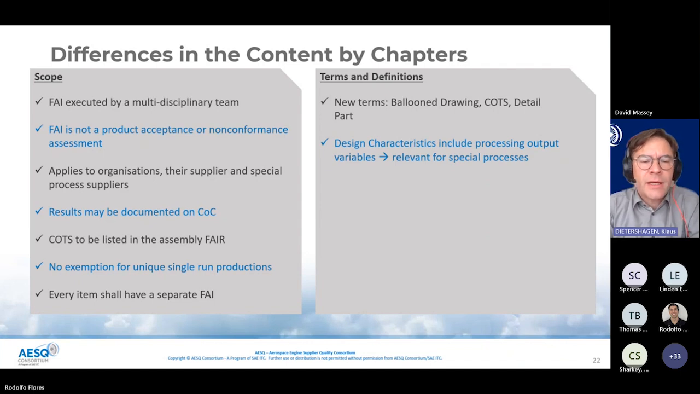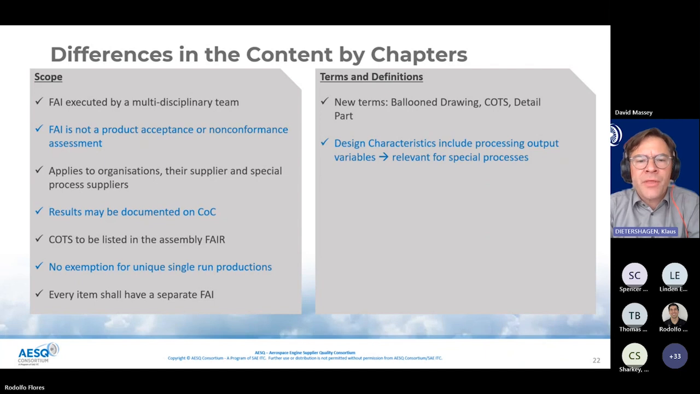And the last point for the scope is that we need a separate first article inspection for every item. Item is also defined in the terms of definition. Yes, this is in the next chapter, terms and definitions, where there are changes. So there are three new terms, which are ballooned drawing, the COTS, so the commercial off the shelf, and the so-called detail part, which we should become familiar with now.